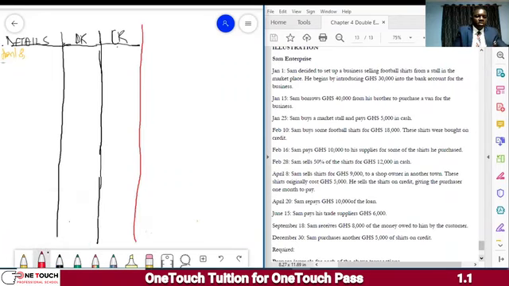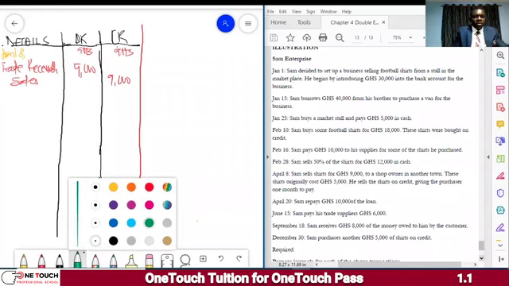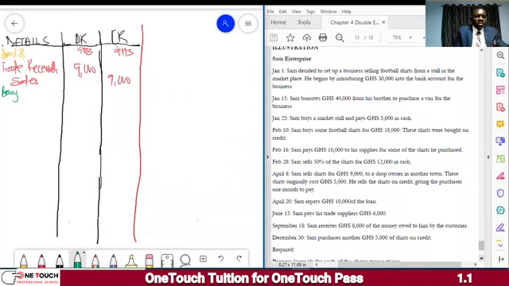So I have trade receivables of 9,000, and I have sales of 9,000. Being sales on credit. Okay, good, good. Now let's look at the next.